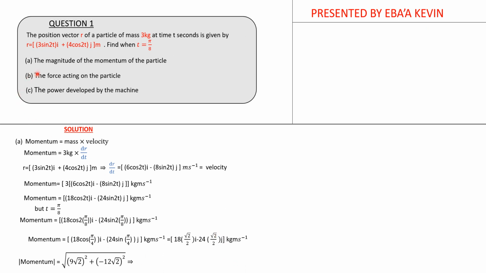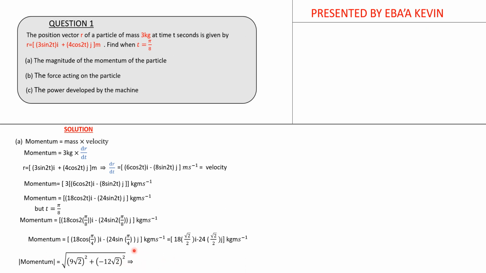But as question A says, we are asked to find the magnitude of the momentum of the particle, so you then have to get the magnitude of this momentum. Once you simplify this expression, you get 9 square root of 2 and negative 12 square root of 2. So the magnitude is simply the square root of 9 square root of 2 all squared plus negative 12 square root of 2 all squared.